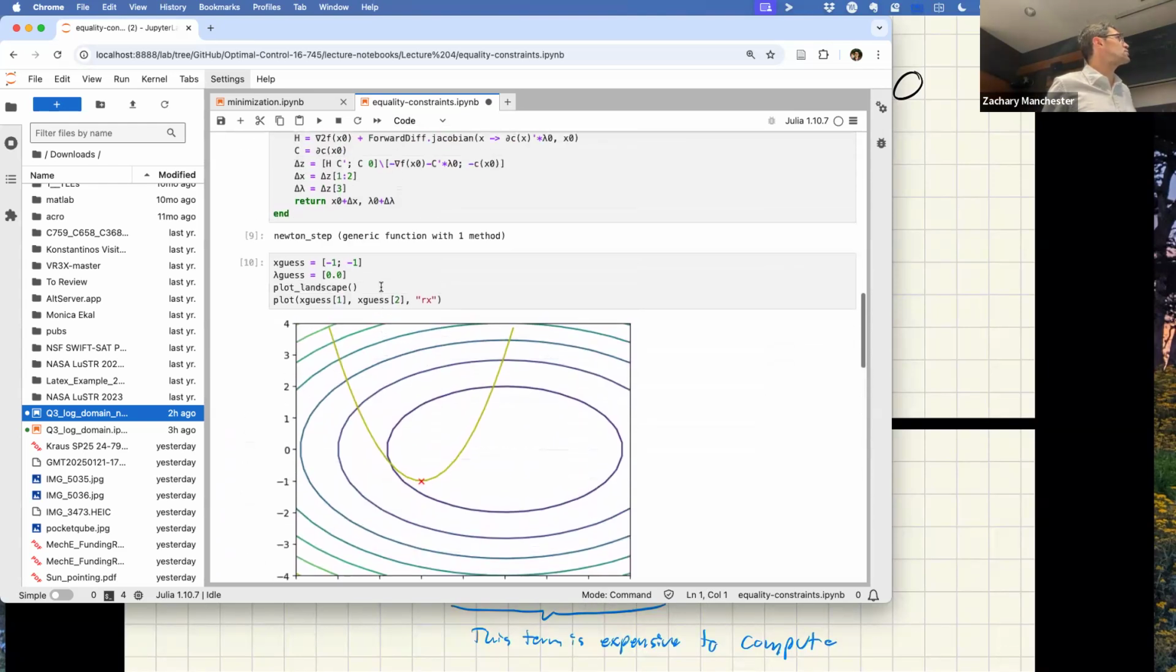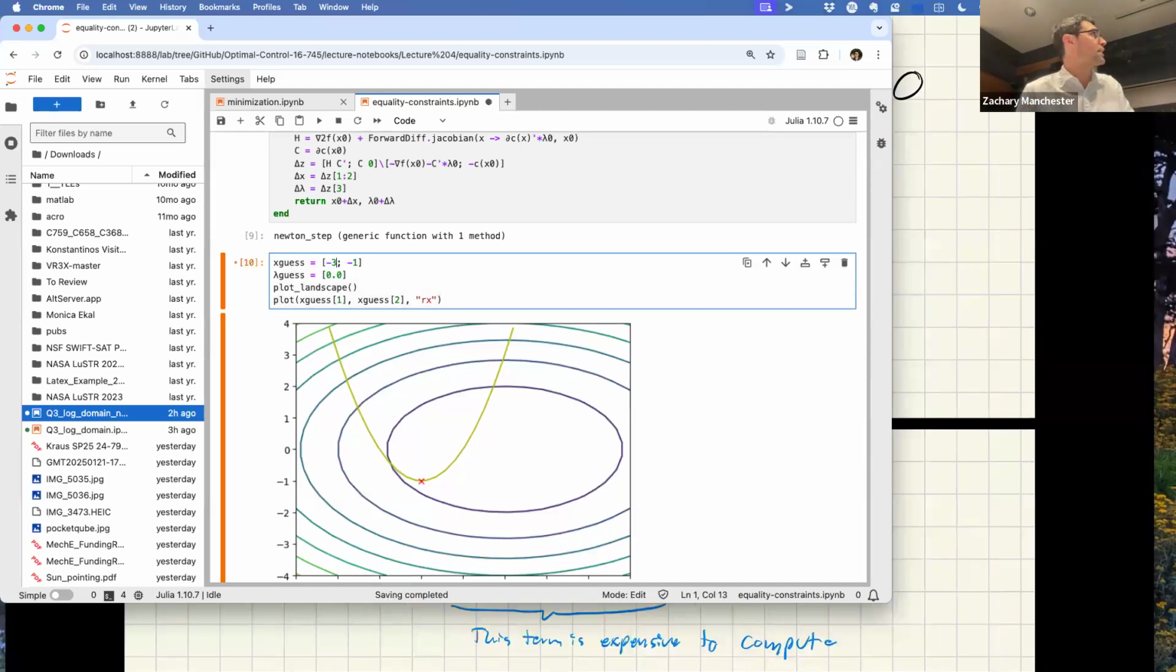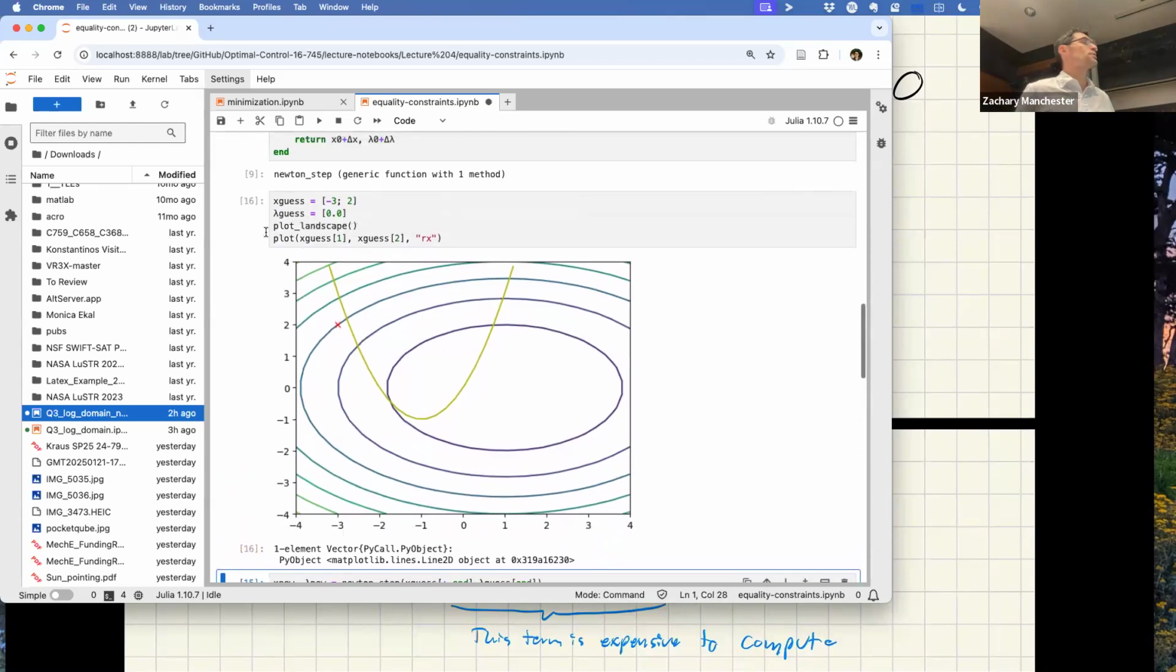Let's see, what else are we gonna do? Okay, so what should I do now? Let's start somewhere else. Let's start in a harder spot, farther away, and see what happens. Okay, so I'll start up here now.